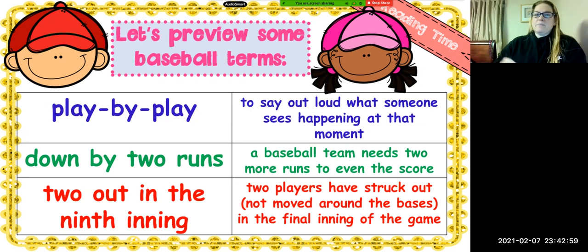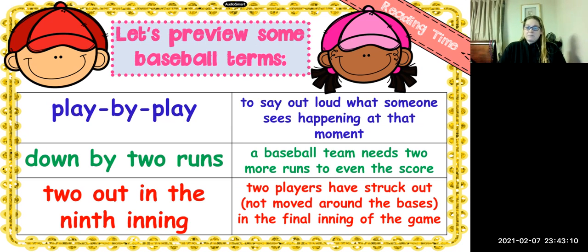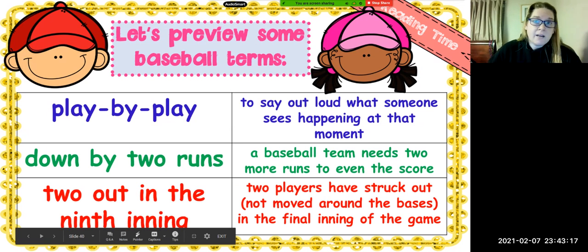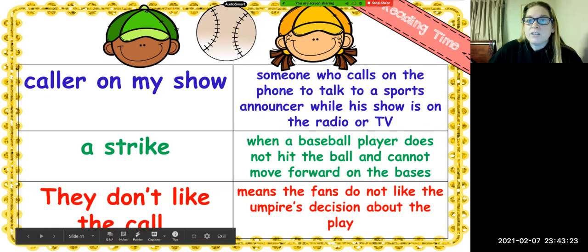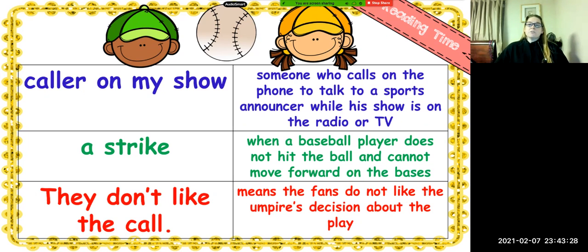So here are some baseball terms. We have a play by play, which means to say out loud what someone sees happening at that moment. Down by 2 runs means the baseball team needs 2 more runs to even the score. 2 out in the ninth inning: 2 players have struck out and not moved around the bases in the final inning of the game. Caller on my show is someone who calls on the phone to talk to a sports announcer while his show is on the radio or TV. So they'll talk to the caller live while their show is on.